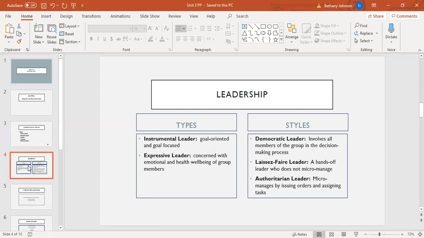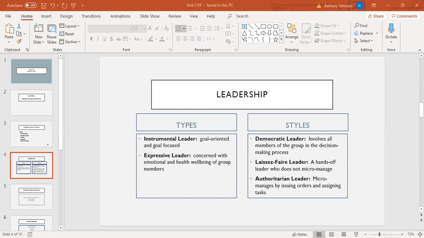Now let's look at leadership. There are 2 types of leaderships, and then there are 3 different styles of leaderships. So let's look at these. The 2 types are instrumental leader and expressive leader. An instrumental leader is a person who is goal-oriented and goal-focused. That's it. We have this job to do and we need to get this job accomplished. An expressive leader then is concerned with the emotional health and well-being of the group members.